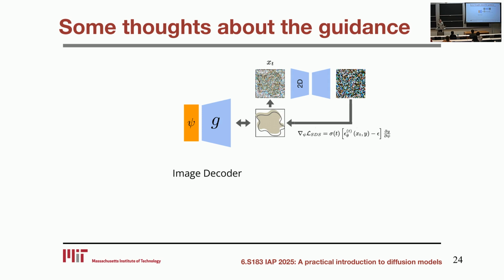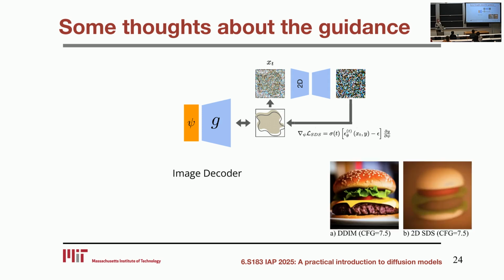Because we optimize parameters of an image. And so in that case, we can compare the quality. How does, for instance, DDIM or all these methods we covered in lecture 2, how do they compare to score distillation when we actually optimize the image? And the answer is that it's not really in the favor of score distillation.